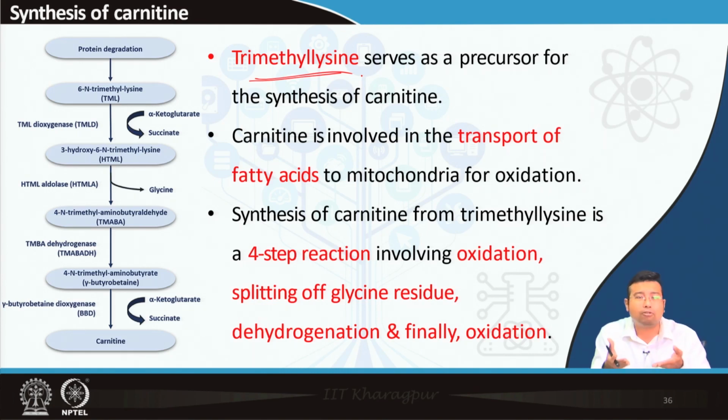You have already read when we were learning beta oxidation and oxidation of fatty acid, that carnitine is basically involved in transport of fatty acid to the mitochondria, right. So, if we just look into what are the steps, the first step is actually an oxidation step by a dioxygenase enzyme, followed by a splitting reaction by aldolase. You already know aldolase always cleaves and it leads to formation of glycine residue, which is given off. Thereafter, by action of a dehydrogenase and another oxidation, we get carnitine, right.